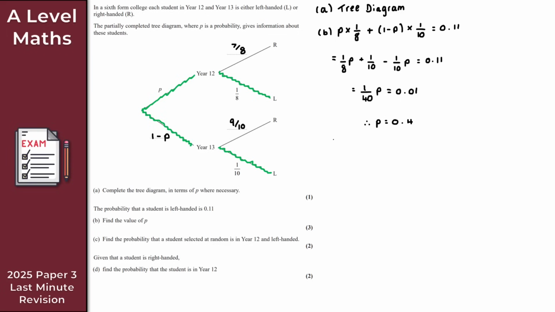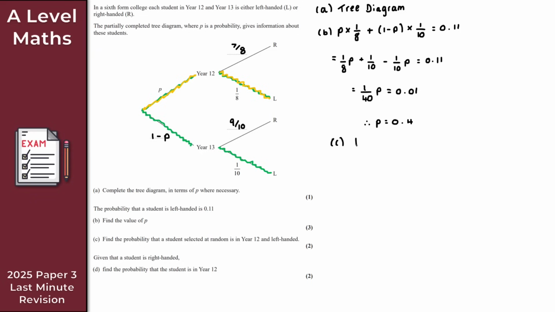Now for the next part of this question, then part C, we want to find the probability that a student selected at random is in year 12 and also left-handed. So again, we go back to our probability tree here. So year 12 and left-handed. So we go up this branch here and we go down this branch here. And again, we're back to my original pen color here. That's going to be p times 1 over 8, where p is 0.4.